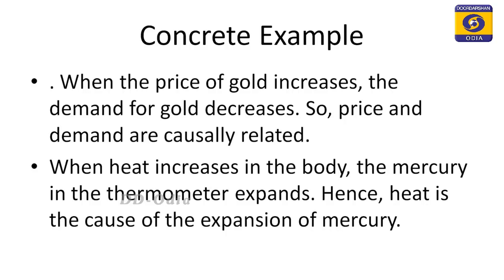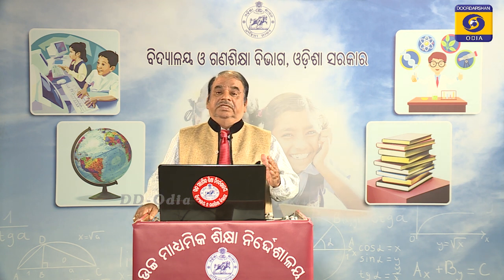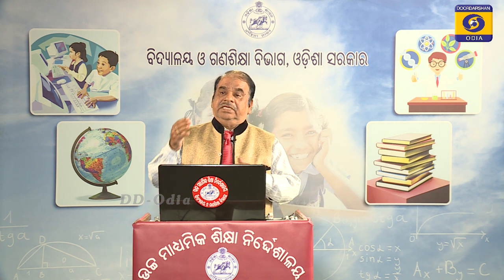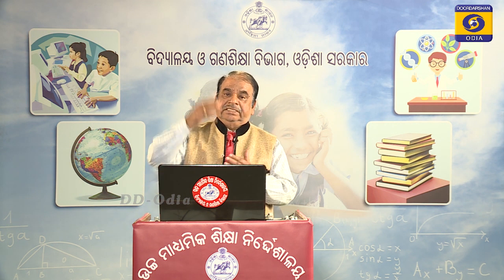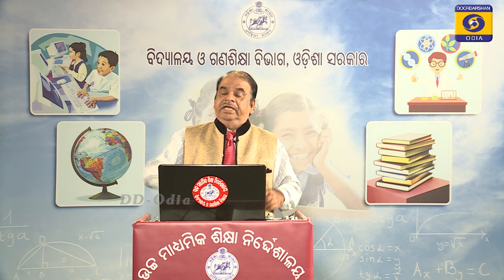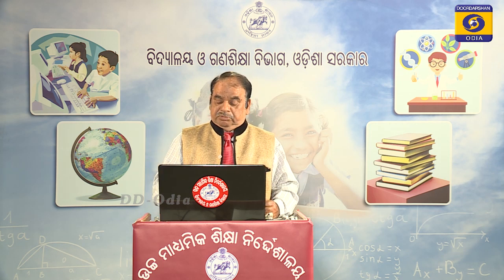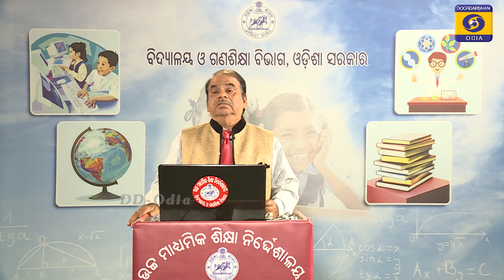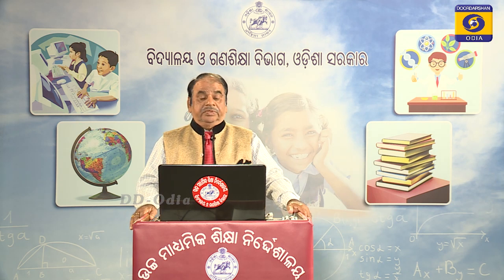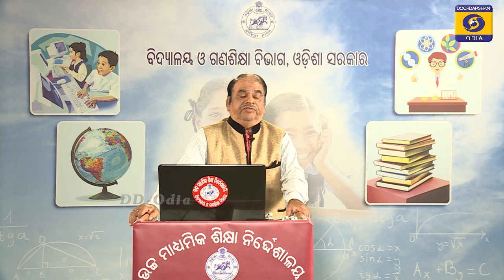Now, coming to another example: when heat increases in the body, the mercury in the thermometer expands. Hence, heat is the cause of the expansion of the mercury. So, here also we can find a variation between the increase and decrease of heat in the body and the increase and decrease of the level of mercury in the thermometer. So, these are the concrete examples of the method of concomitant variation.